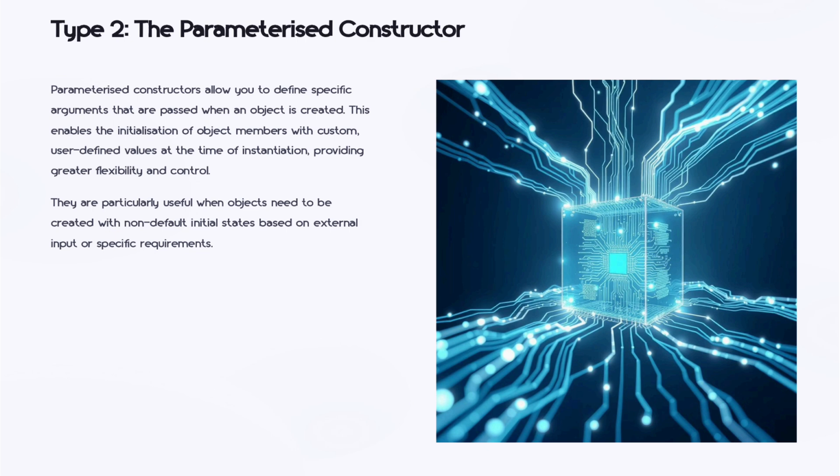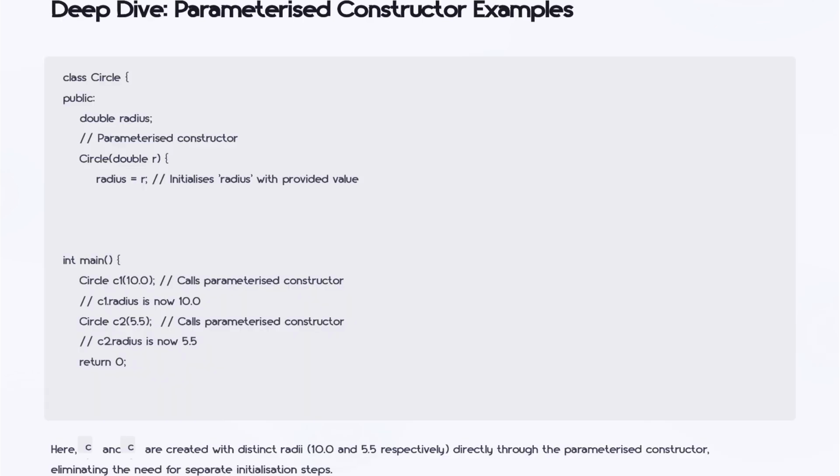They are particularly useful when the object needs to be created with a non-default initial state based on external input or specific requirements. Let's see the parameterized constructor example. Here, C1 and C2 are created with distinct radii directly through the parameterized constructor, eliminating the need for a separate initialization step.